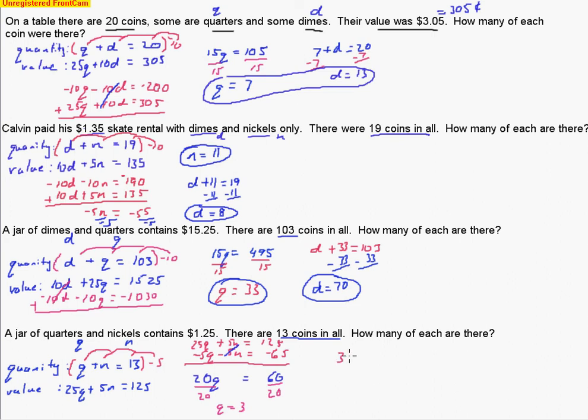You just substitute 3 back into the quantity equation, in for Q. You get 3 plus N equals 13. So you just have one final step. Just got to move this 3 back to the other side, subtract it from both sides, and that leaves us with N equals 10. So 10 nickels and 3 quarters is our answer.